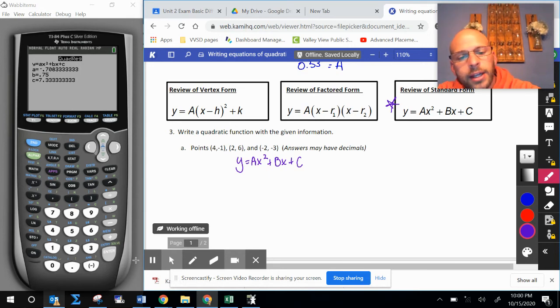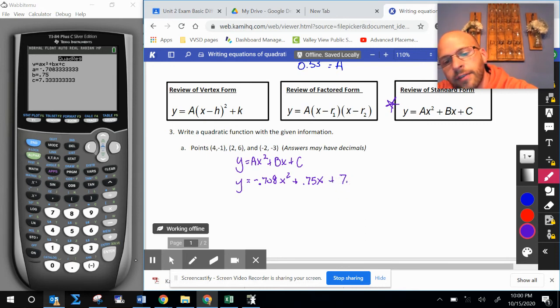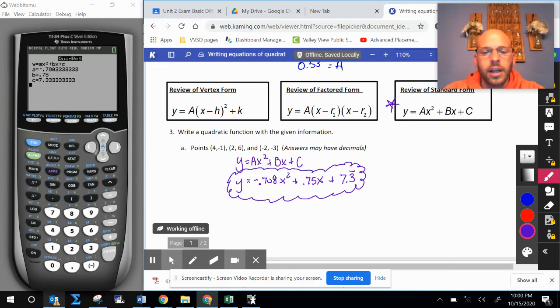Now, if I'm looking at my calculator, I know that my quadratic equation has to be my A value of negative 0.708 x squared plus 0.75x plus 7.3 repeating. Now, again, I got all of those numbers from the A, B, and C values of the calculator.